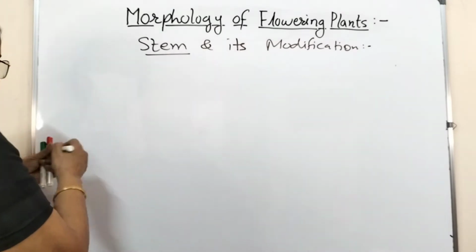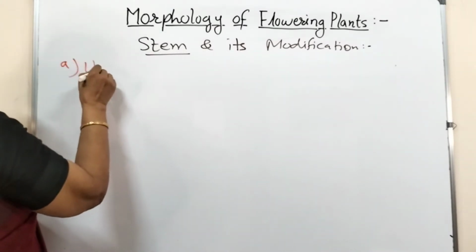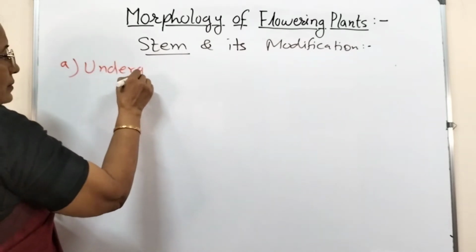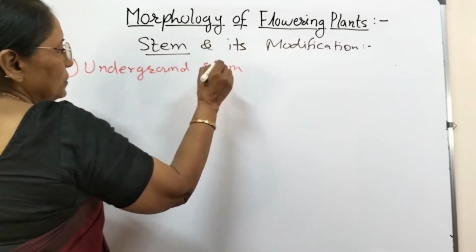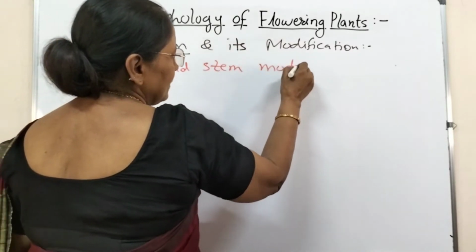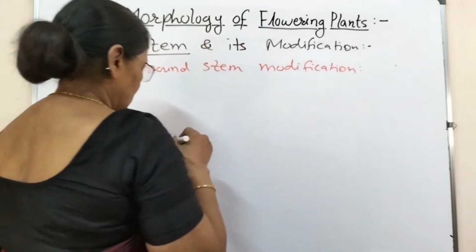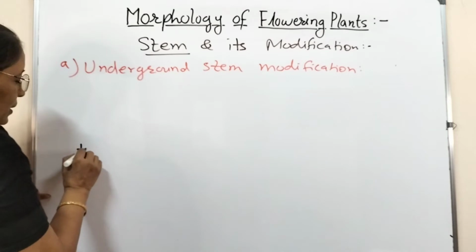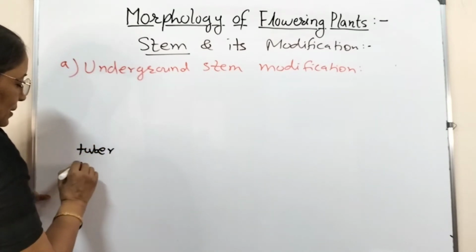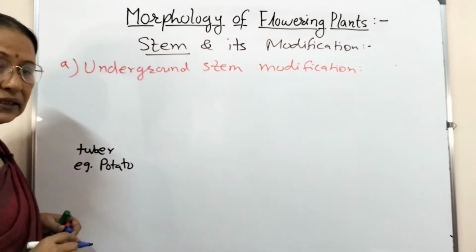So let us first take the underground stem modification. This is the underground stem modification. First one is tuber. Example is potato, which you have already studied in class 10th also.